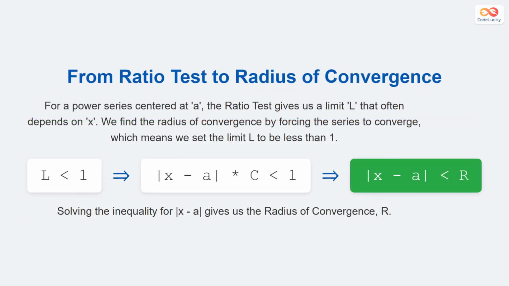Now, let's connect this back to the radius of convergence. When we apply the ratio test to a power series, the resulting limit, L, will often contain the variable x. To find the radius of convergence, we use the condition for convergence, which is L must be less than 1. This creates an inequality involving x. By rearranging this inequality into the form, the absolute value of x minus a is less than r, we can identify the radius of convergence, r.